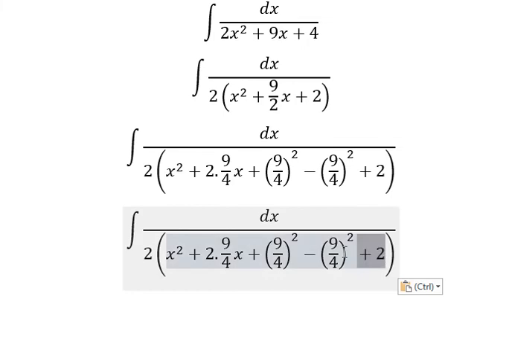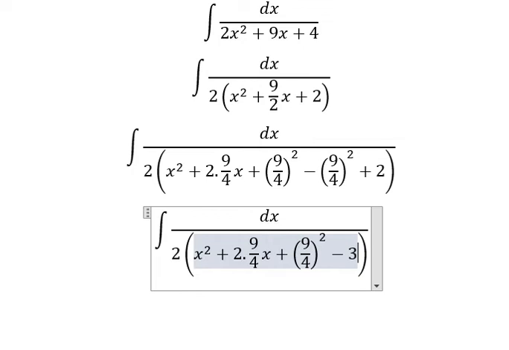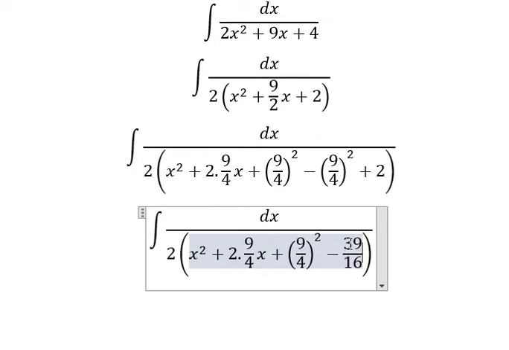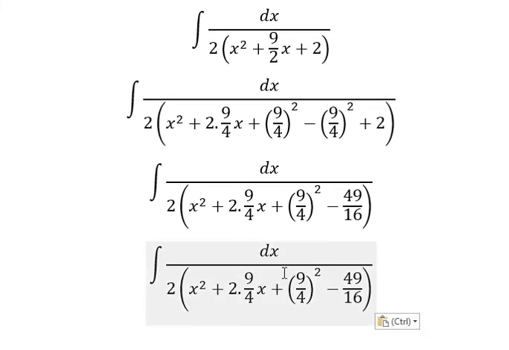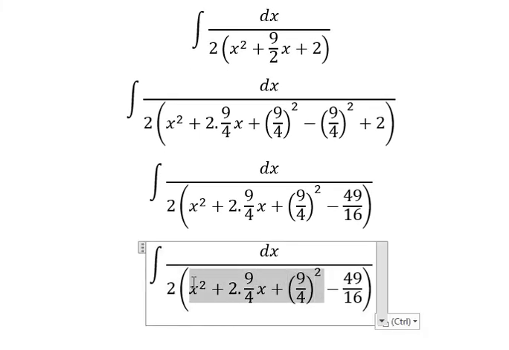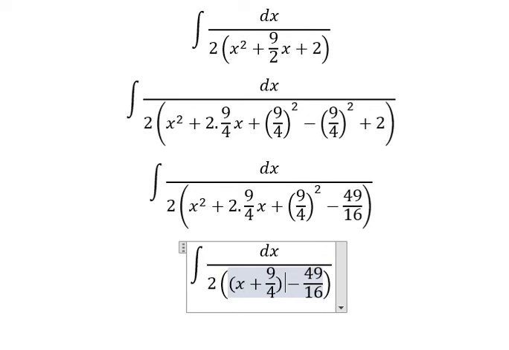And this one you will get 49 over 16. So this one we change to (s plus 9 over 4) to the power of 2.